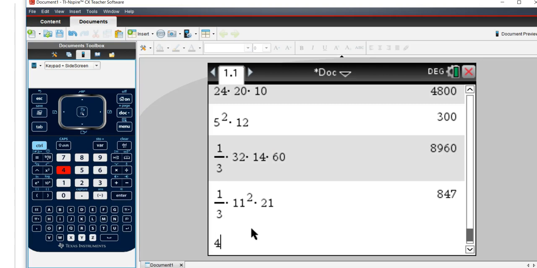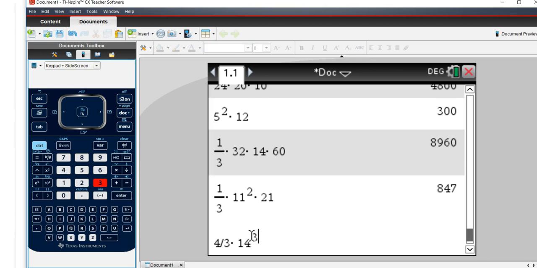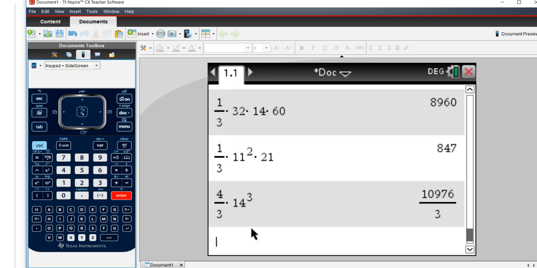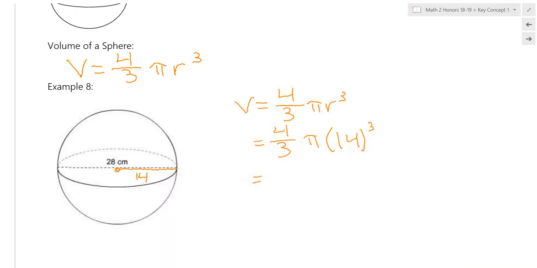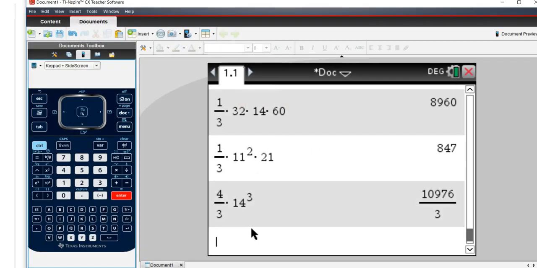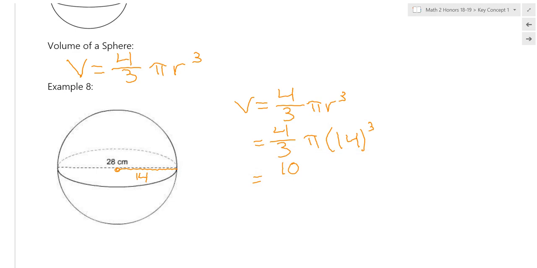So if I type this in my calculator, I have 4/3 times 14 cubed, right? And this is why I was talking about you might get a fraction, and that's okay. So this is 10,976 thirds, bring that pi down, centimeters cubed. You can also write it as the decimal.